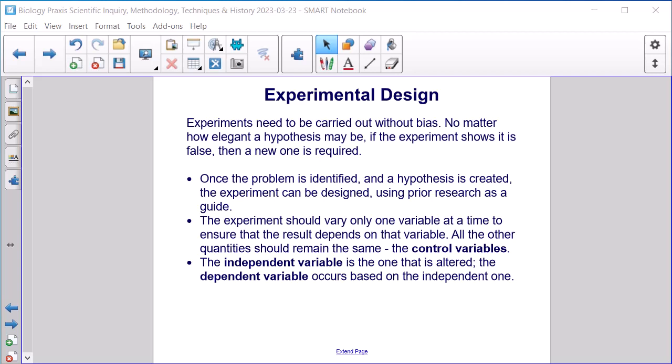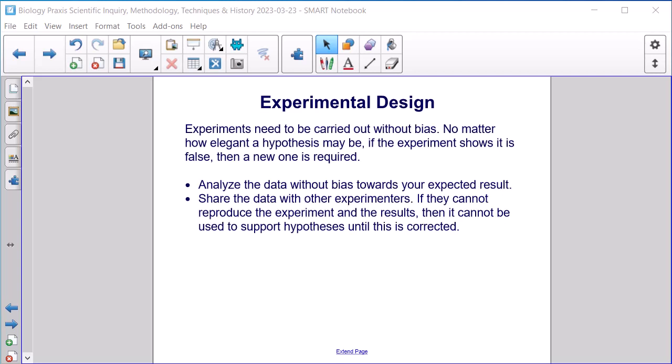Experimental design. Experiments need to be carried out without bias. No matter how elegant a hypothesis may be, if the experiment shows it is false, then a new one is required. Once the problem is identified and a hypothesis is created, the experiment can be designed using prior research as a guide. The experiment should vary only one variable at a time to ensure that the result depends on that variable. All the other quantities should remain the same, the control variables. The independent variable is the one that is altered. The dependent variable occurs based on the independent one.